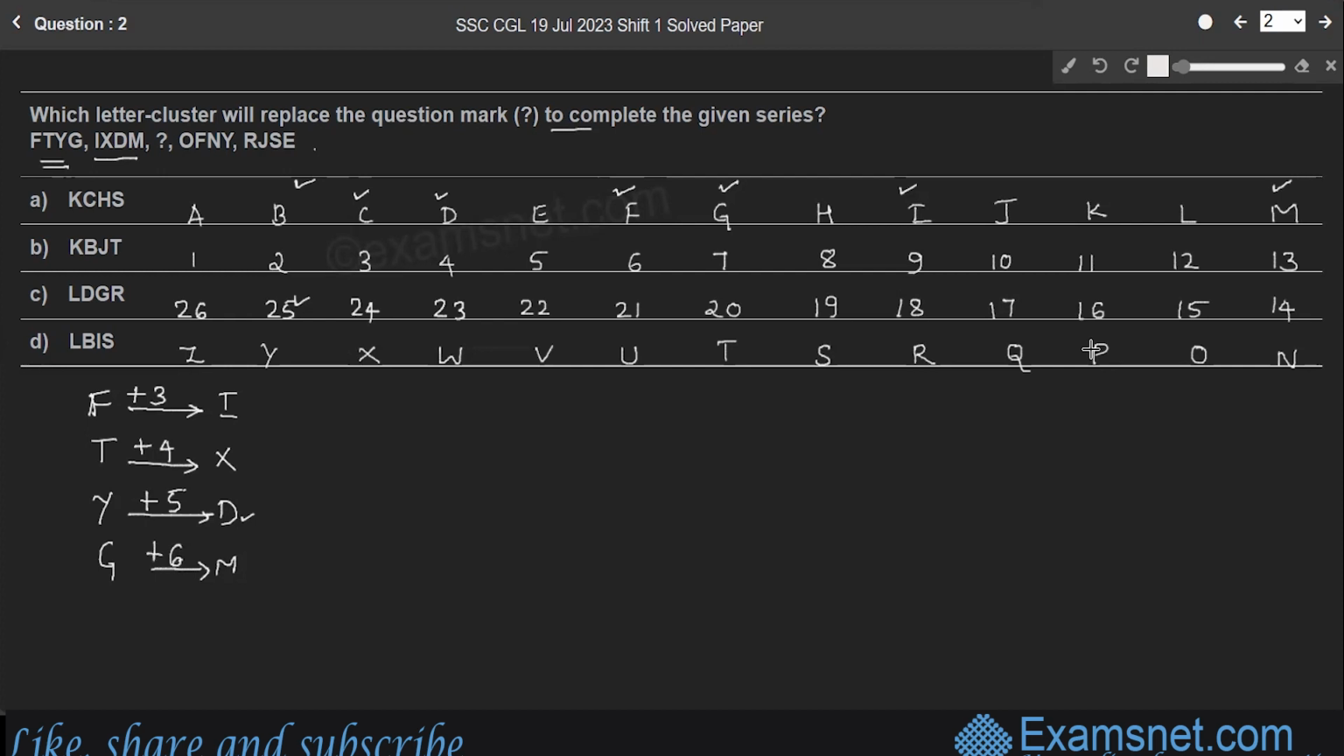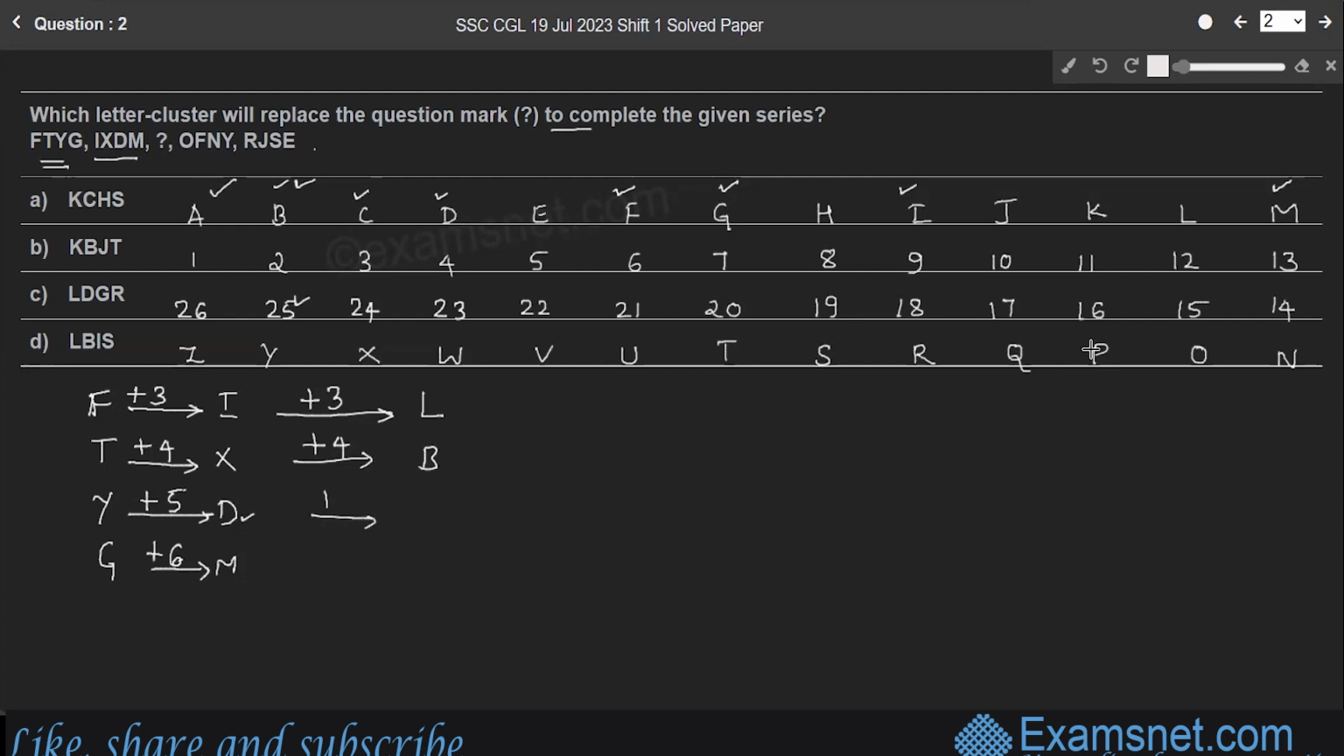So from 3 to 6, the numbers are added, right? So here, to get the first letter of the next cluster, add 3 to I, right? I plus 3 is 9 plus 3, 12, which is L. Then add the next number, which is 4, right? X plus 4 is, so 25, 26, 27 is A, 28 is B.